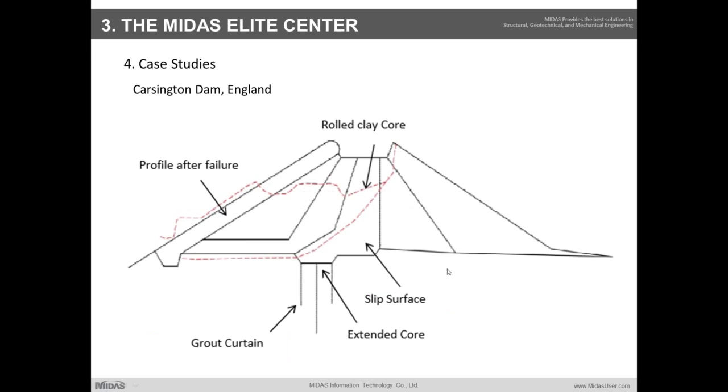And as far as a case study, this is just an example of the Carsington Dam in England, which was actually a big breakthrough project for slope stability and strength reduction methods being used more commonly. We'll discuss how this project in particular made some significant changes in the engineering world that really brought more attention to finite element analysis.